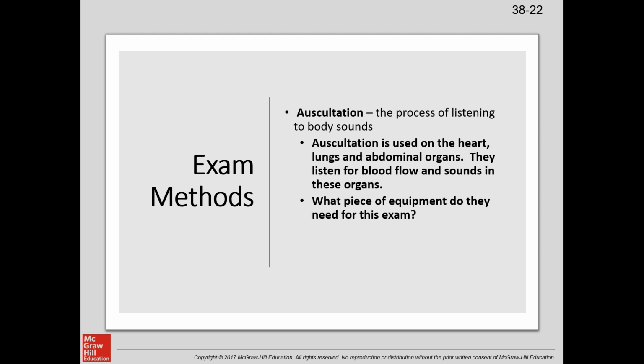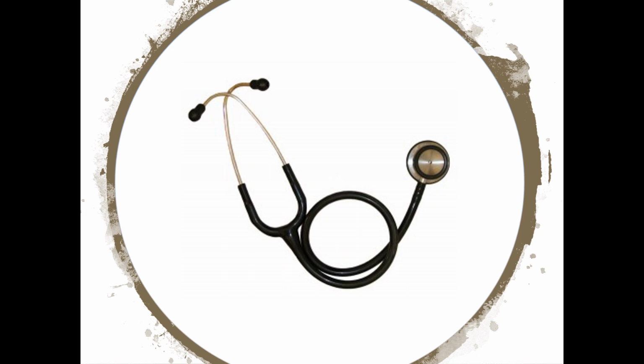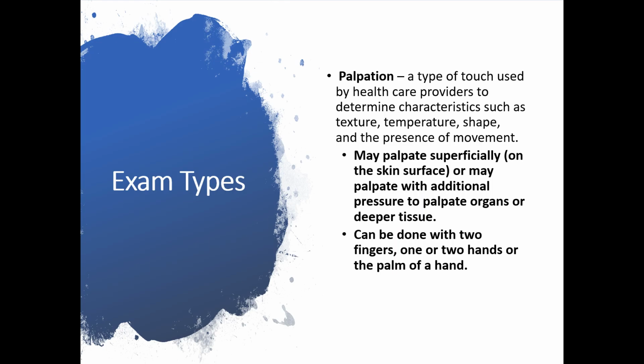The next exam method is auscultation, which is the process of listening. We can listen to heart sounds, lung sounds, abdominal sounds. We can listen for good blood flow, and we use our stethoscope for that. The next method is palpation, which is a type of touch, and it's used to feel texture, temperature, shape, and the presence of movement. A doctor can feel superficially where they're just touching the surface of the skin, or they may palpate and kind of push deeper to feel organs or internal structures.